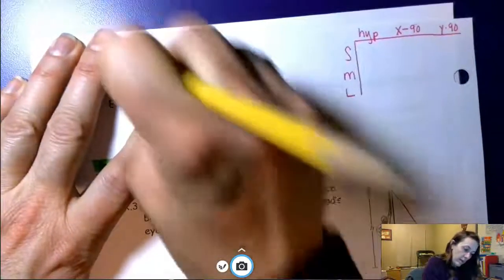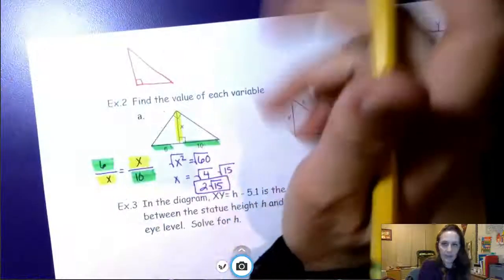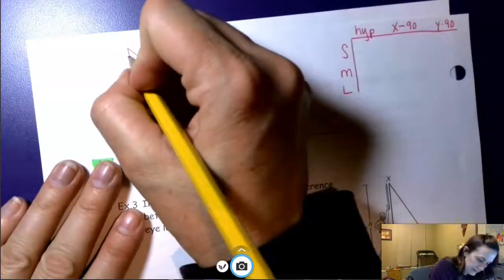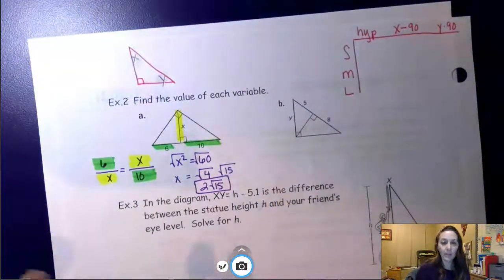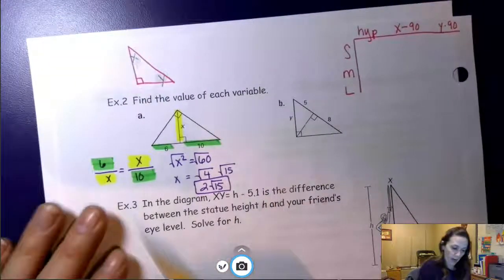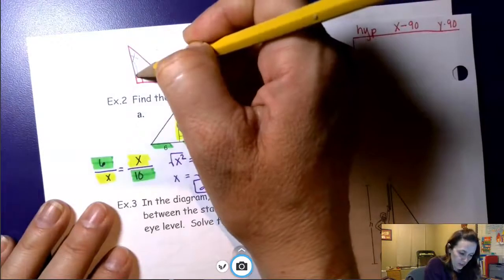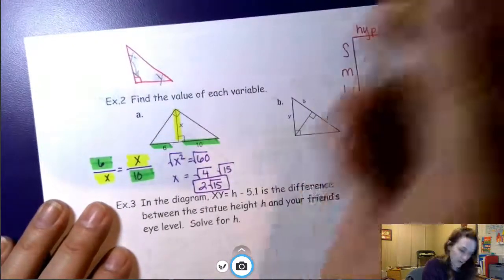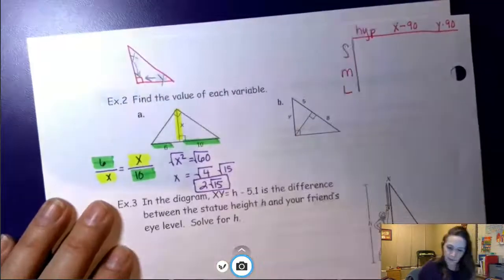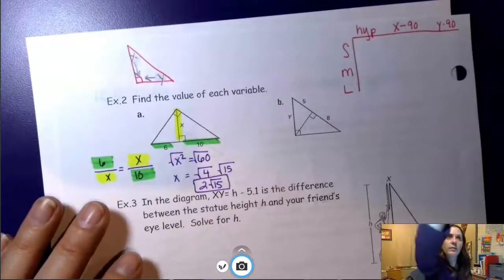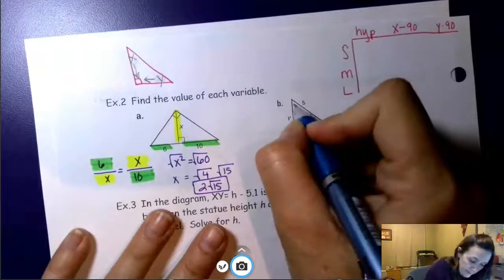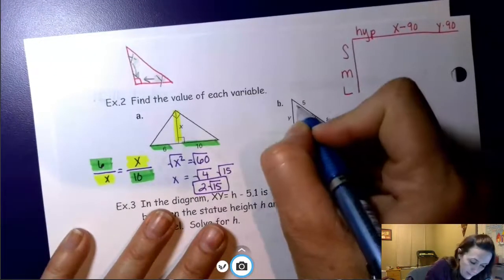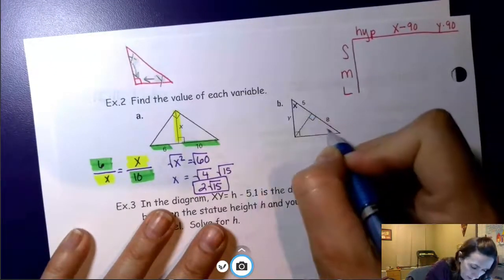Because it will always be 90, whatever X is and whatever Y is, together they have to be 90. I'm going to make one of the angles X, one of the angles Y, and then the 90-degree angle. It doesn't matter, I can name this angle X or that angle X. I'm going to call this one X, and this angle Y.